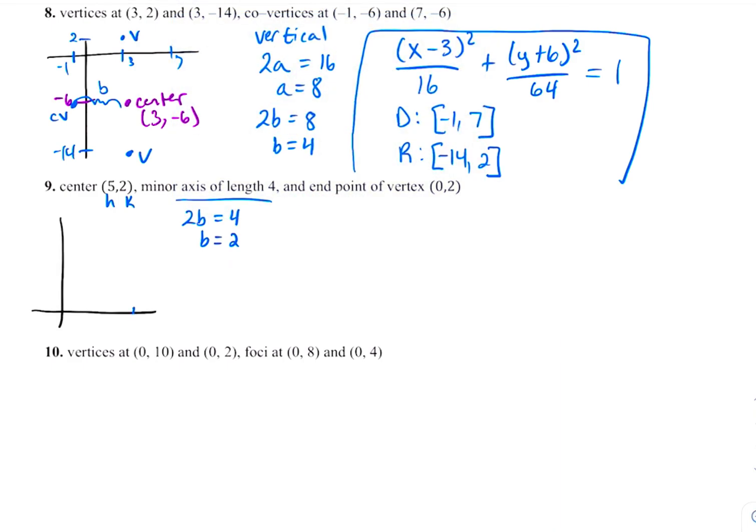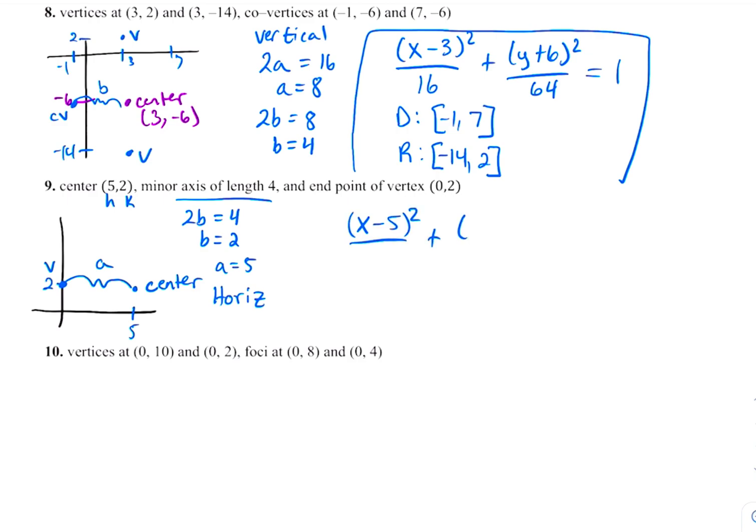So for the center, I'm going to the right 5 up 2. And then for the vertex, I'm not going left or right, but I am going up 2. So that's my vertex. So then that means that this distance right here is a. So if I'm going from 0 to 5, that means that my a is 5. And since I know that this is the vertex and it's to the left of the center, that tells me that the direction has to be horizontal. So I should be able to start writing my equation now that I have the center, a, b, and the direction. So this will be x minus 5, quantity squared over a number, plus y minus 2, quantity squared over a number, equals 1.